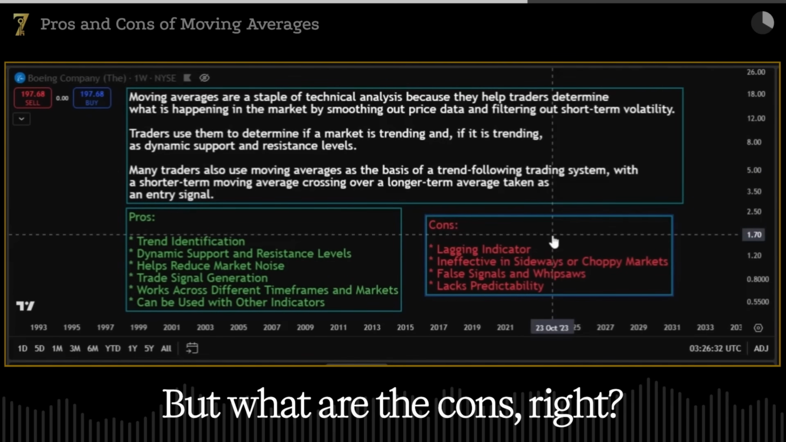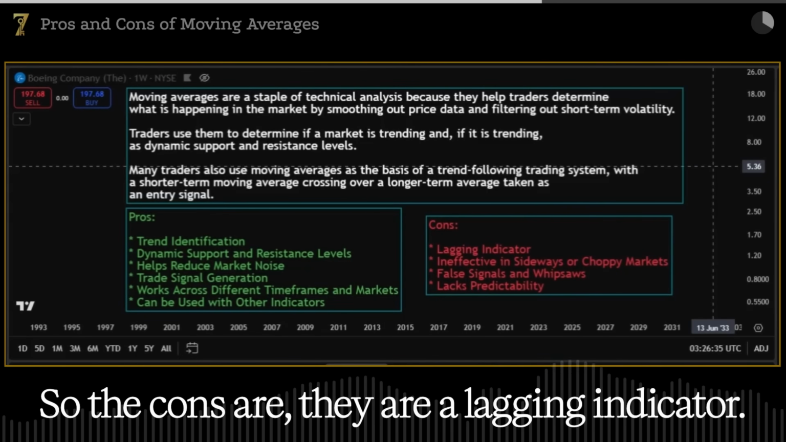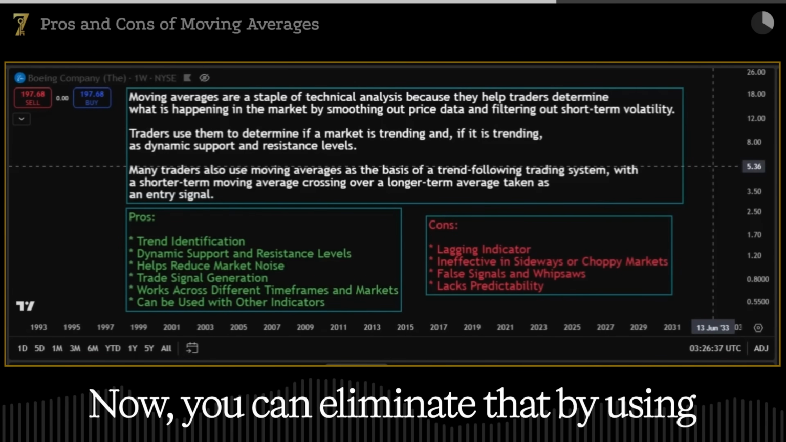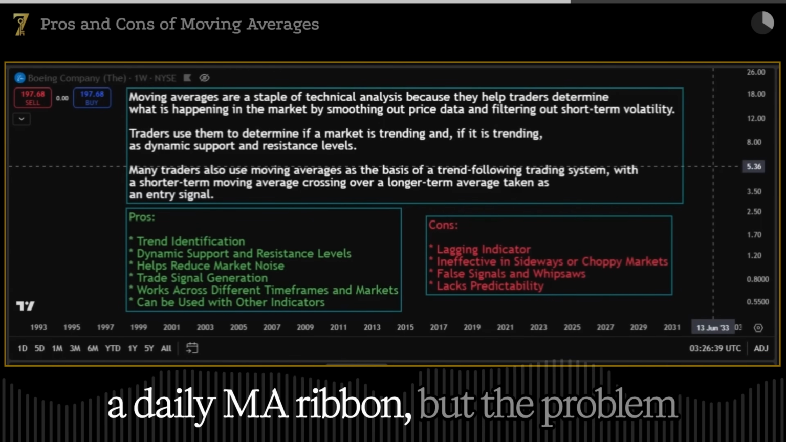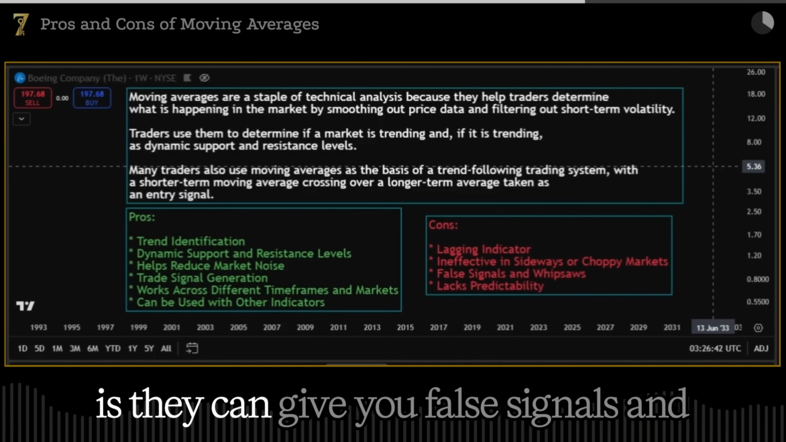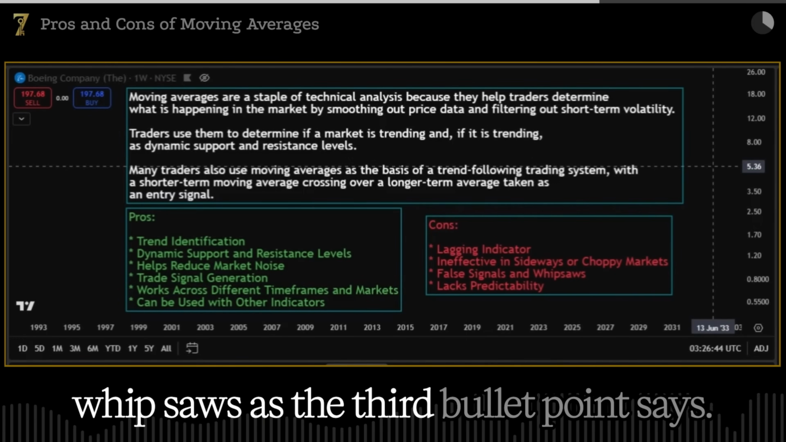But what are the cons, right? So the cons are that they are a lagging indicator. Now you can reduce that by using a daily MA ribbon, but the problem is they can give you false signals and whipsaws, as the third bullet point says.